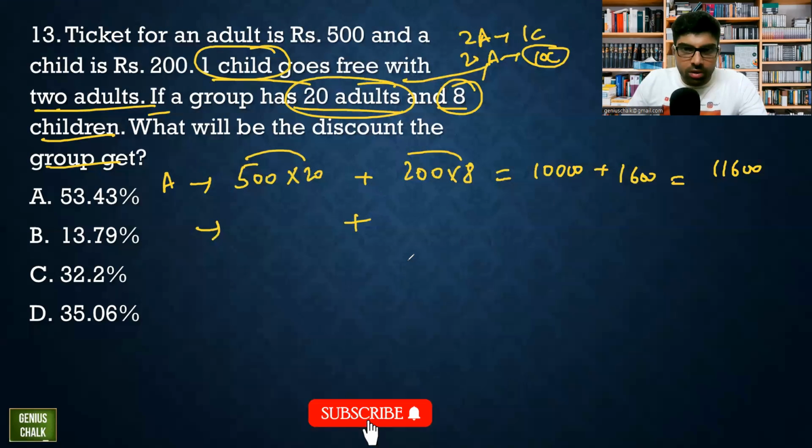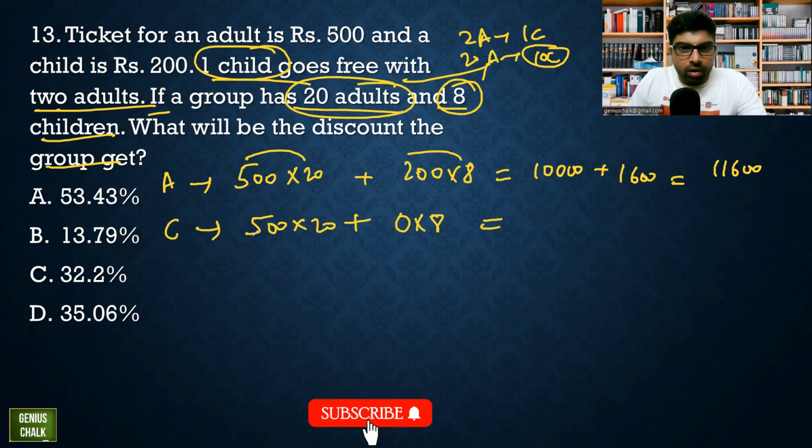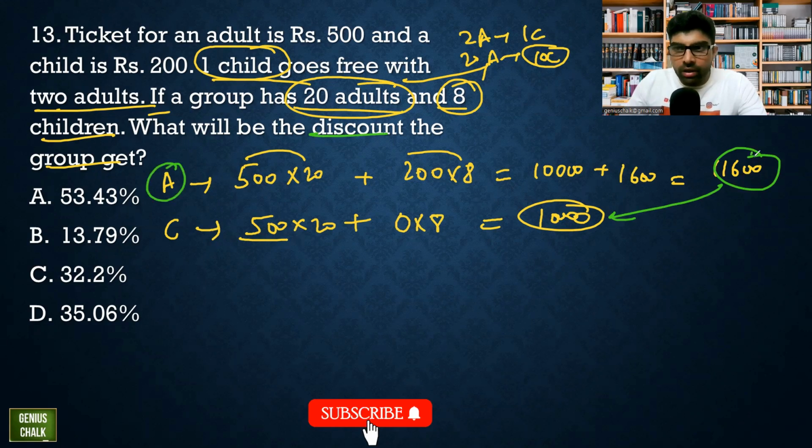It will be 0 charge for 8 students or 8 children, and it will be total charge for 500 adults. So 10,000 is the amount in that case. So what is the total left? How much we don't need to pay? So the discount is, this was the actual rate, 11,600, and we have only got the ticket for 10,000.